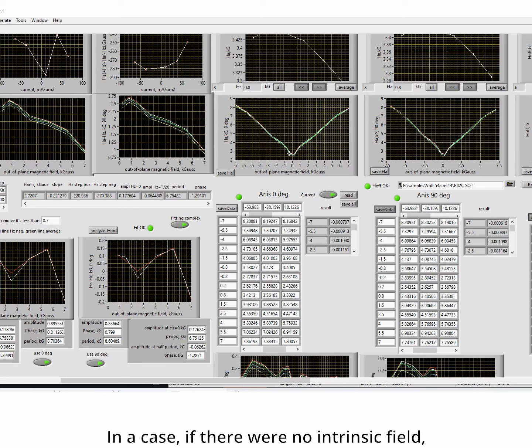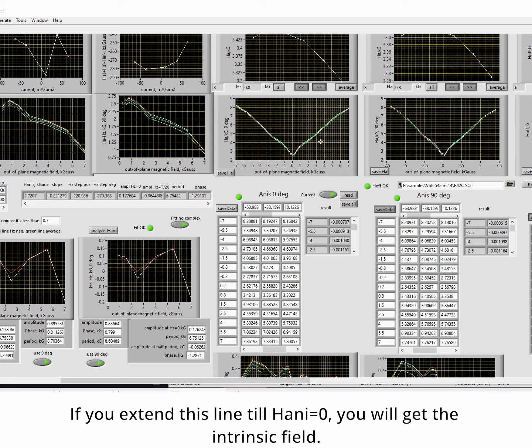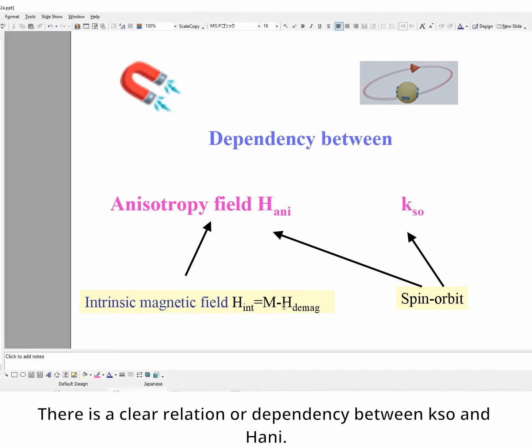In a case if there were no intrinsic field, these two lines would cross each other at zero anisotropy field. If you extend this line till anisotropy field equal to 0, you will get the intrinsic magnetic field, here somewhere, for example. Now the clear relation or dependency between coefficient of spin-orbit interaction and anisotropy field.